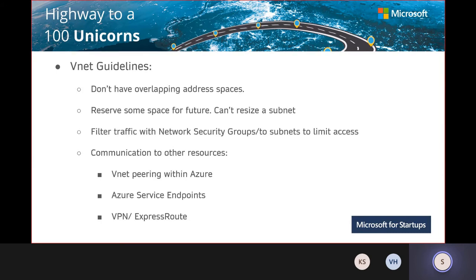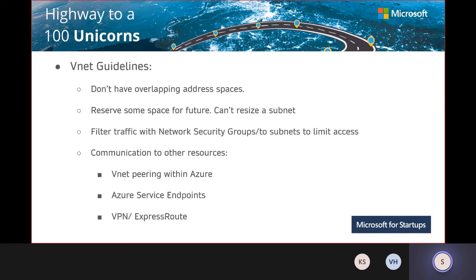Okay. You can filter traffic with network security groups to subnets to limit access. I'll talk about network security groups in the coming slides. So you can filter and say, I want access to this VNet only from resources in these specific network security groups, or only from these subnets. So here you're restricting who can access your workloads.